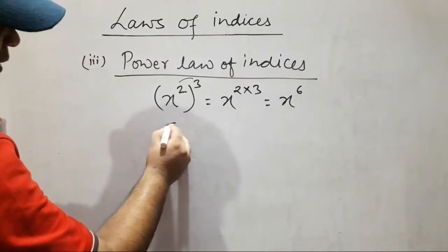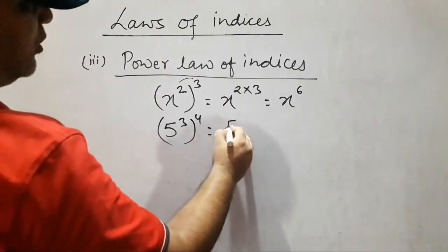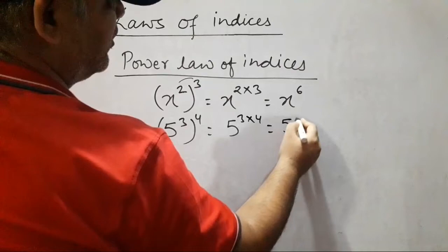Let's see another example. 5 power 3 power 4. We can multiply the power. 5 power 3 into 4, 5 power 12.